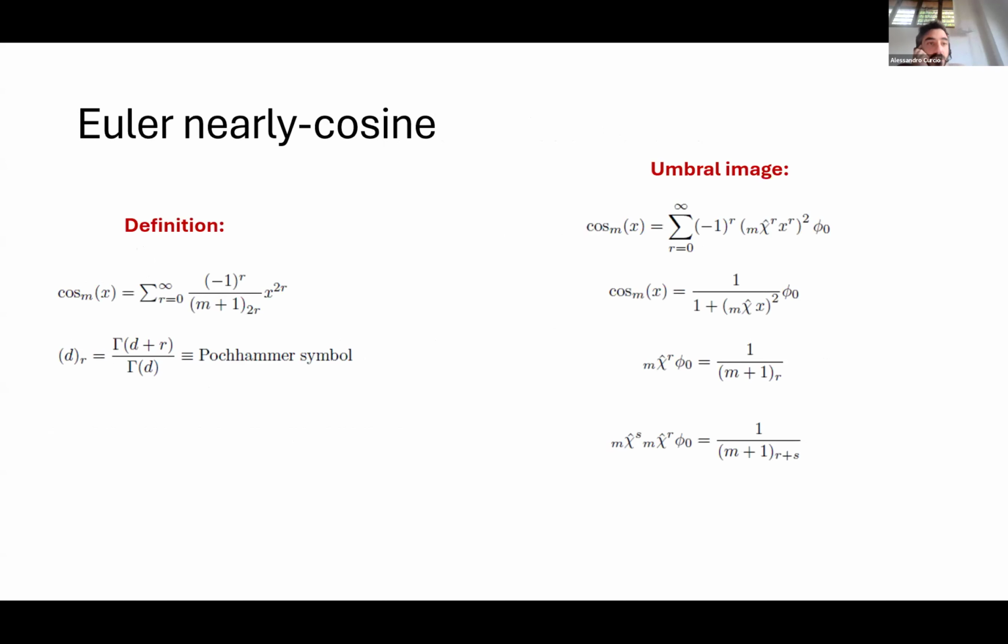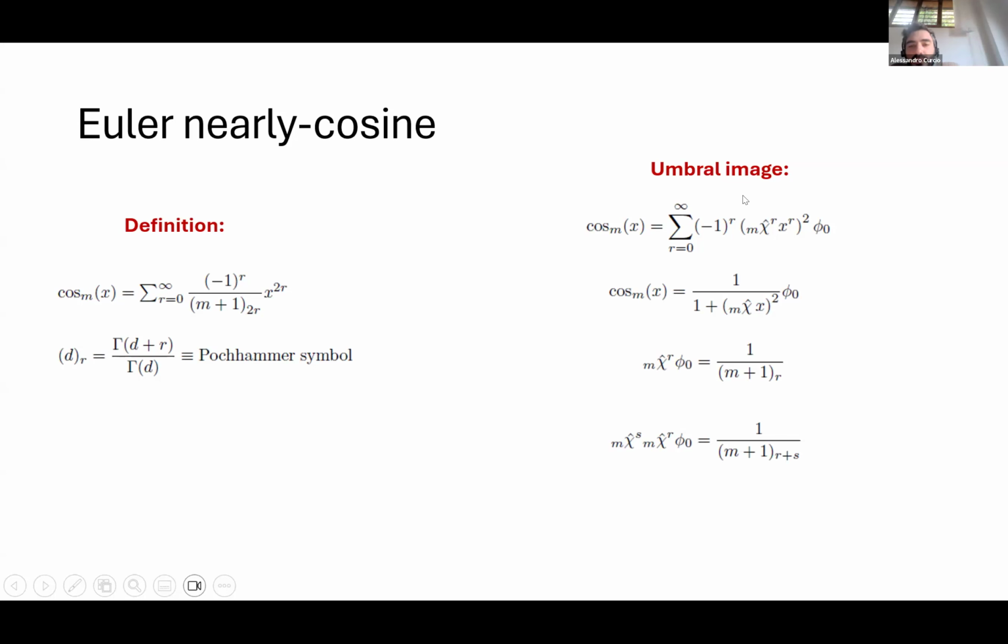Concerning the Euler-Nearly cosine, we have this definition that is similar to the definition of a cosine, but instead of the factorial, we have this Pochhammer symbol. And in general, it's possible to notice that for m equals 0, this is the series that identifies the cosine, the normal trigonometric cosine. So actually, this is a kind of generalization of the cosine function.